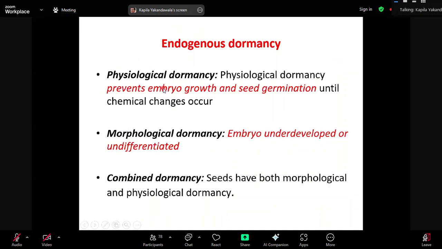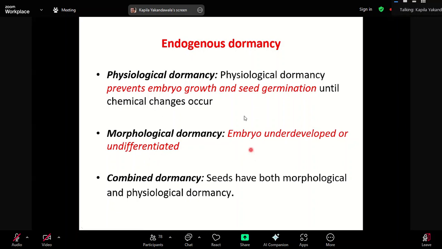What are the endogenous dormancy types? Those due to factors related to the embryo. Physiological dormancy prevents embryo growth and seed germination. So, due to physiological dormancy, embryo growth is prevented. Hence, seed germination will be hindered. So, once a chemical change occurs, then it can be overcome.